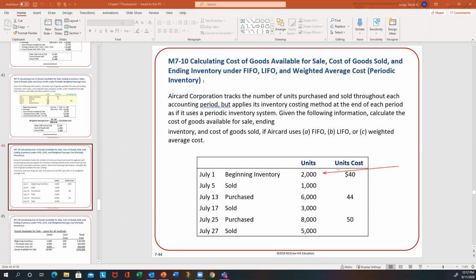We've got the beginning inventory at 40. They sold 1,000. They purchased another 6,000 at 44. Notice the prices are changing. They sold another 3,000, and then of course they purchased 8,000 at 50, and then they sold 5,000. So you can see how your inventory prices are not the same, they're not constant. So each one of these methods should yield different results.